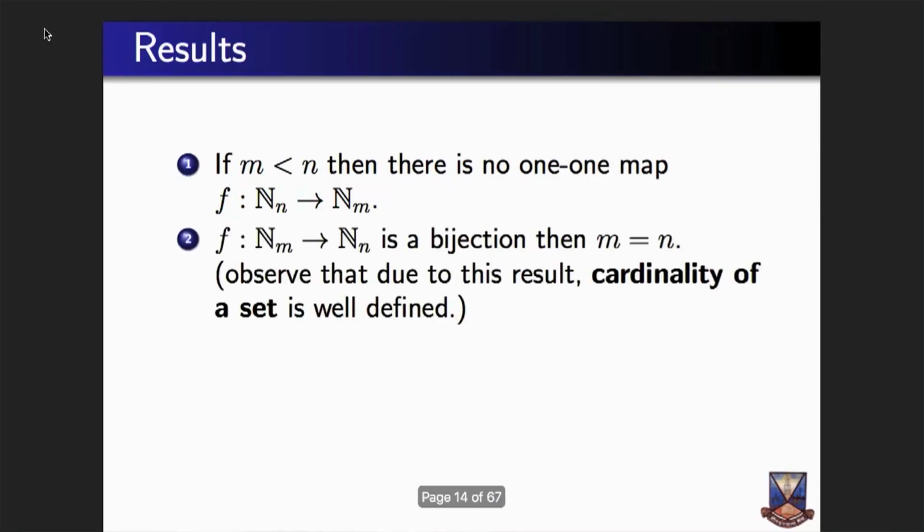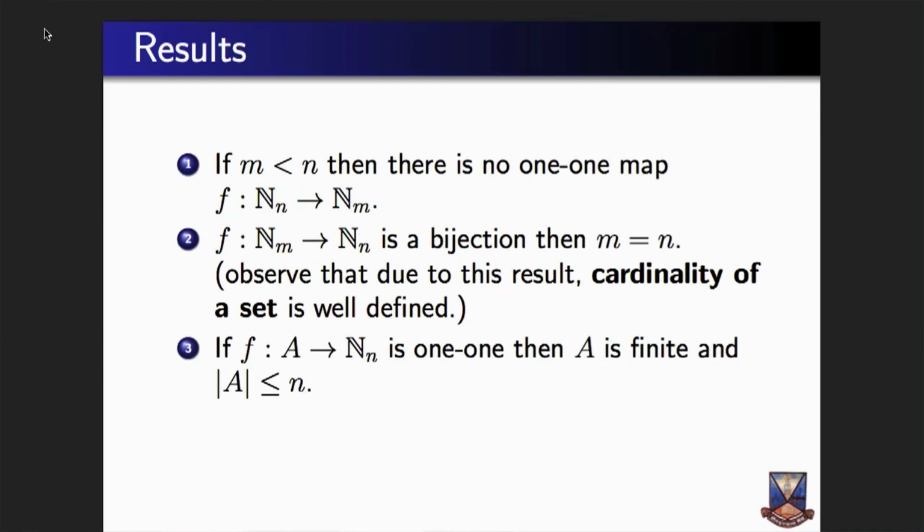Let us go to another result: if you have a function from N_m to N_n which is a bijection, then we must have m and n equal. In fact, this is the result which confirms that the cardinality of a set is well defined. Let me go to the next result: if I have a function from A to N_n which is one-one, then we can declare that A is finite and the cardinality of A has to be less than or equal to n.